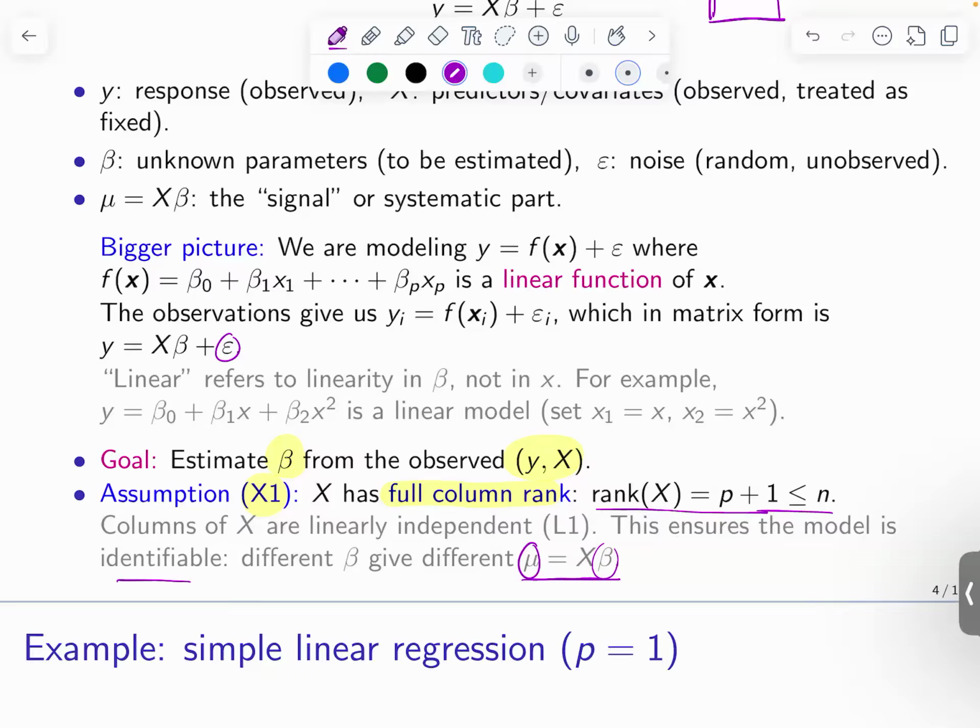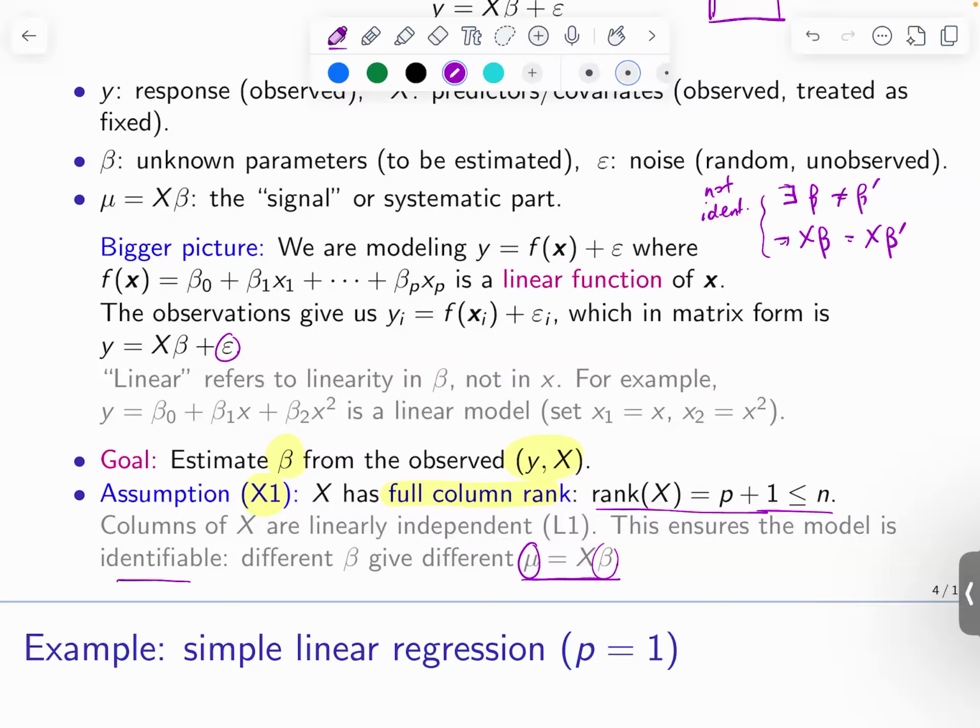In other words, the model is not identifiable if I can find two different betas, let's say beta not equal to beta prime, such that x beta is equal to x beta prime. So if there exists beta not equal to beta prime such that this holds, then the model is not identifiable.